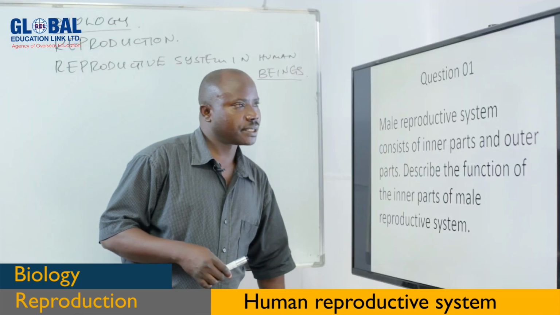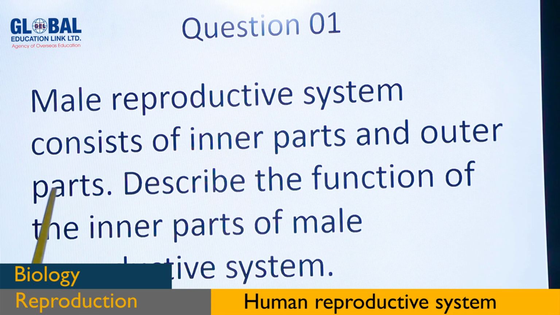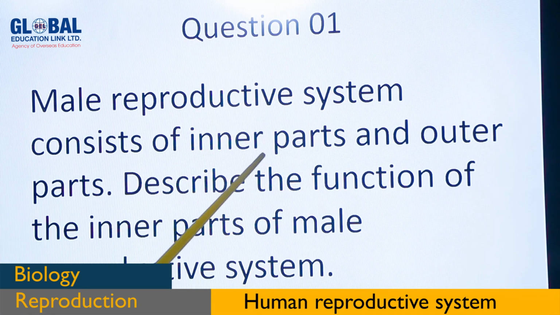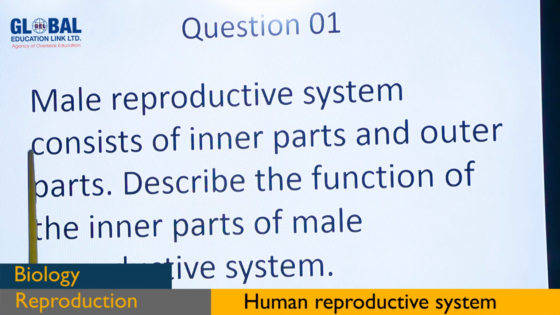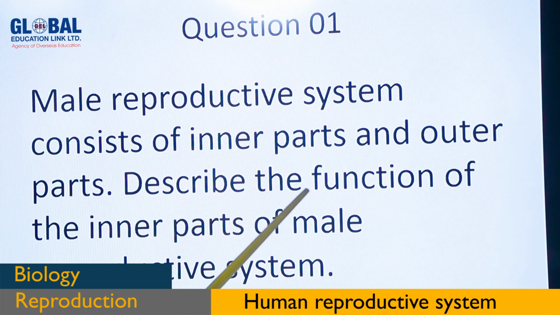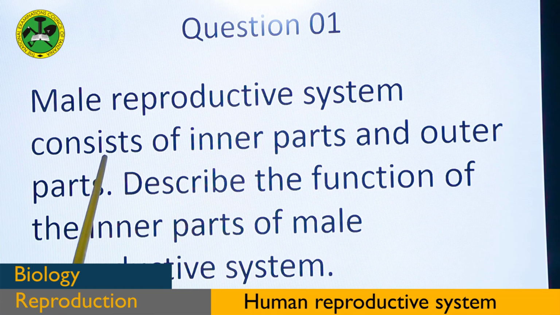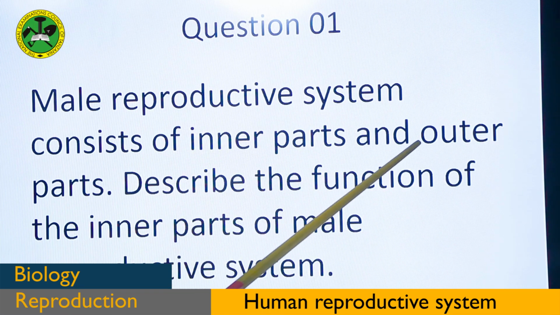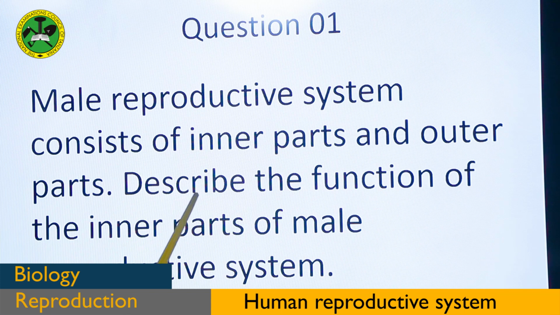The first question, as we can see here, reads: male reproductive system consists of inner parts and the outer parts. Describe the function of the inner part of the male reproductive system. I repeat, the male reproductive system consists of inner parts and the outer parts. Describe the function of the inner part of the male reproductive system.